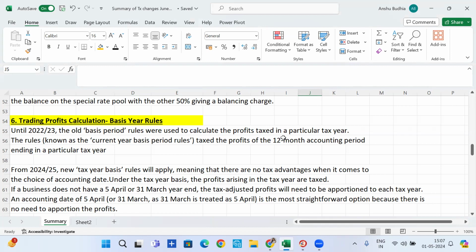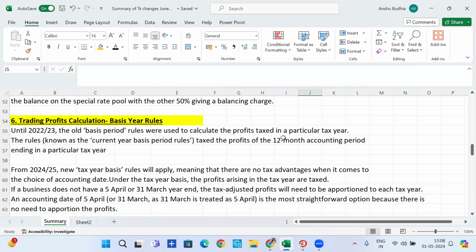The rules, which were known as current year basis period rules, tax the profits of the 12 months accounting period, which we also call CYB rules, and we applied those opening years and closing year special rules, also terminal year rules. So they are ending in the particular tax year, right? We always used to tax it. We used to take a CYB basis for the accounting year which is ending in a particular tax year. We would tax it in that tax year.